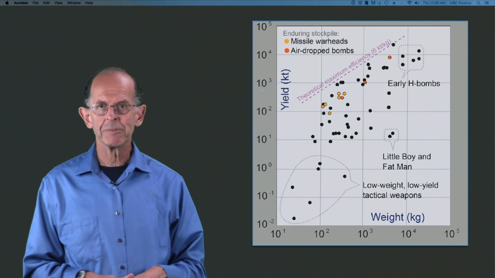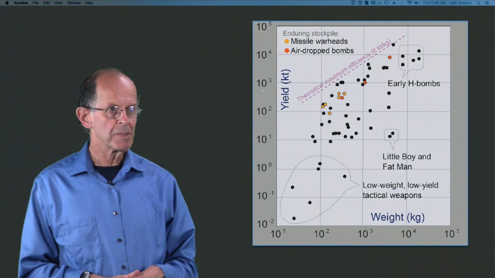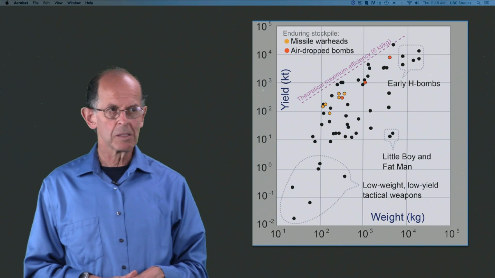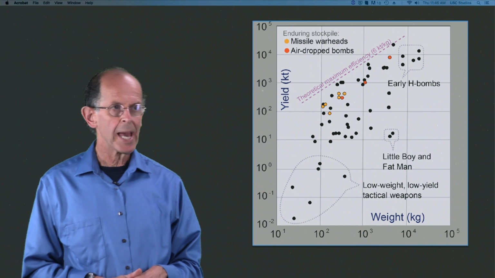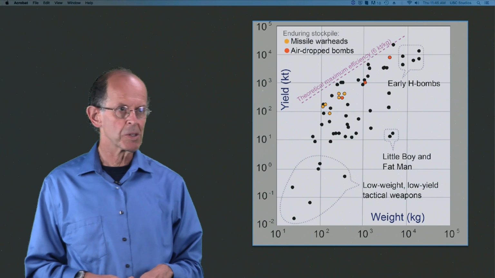In the lower left, you see tactical weapons. In the middle, you can see Little Boy and Fat Man. And up top, the early H-bombs with their greater yield. So let's look at this.